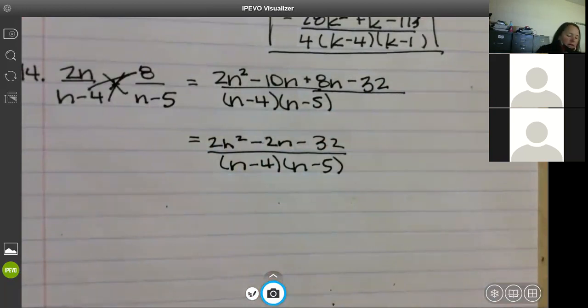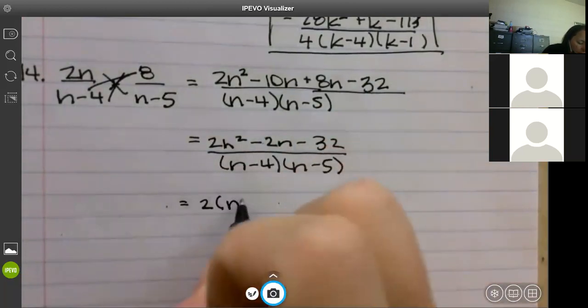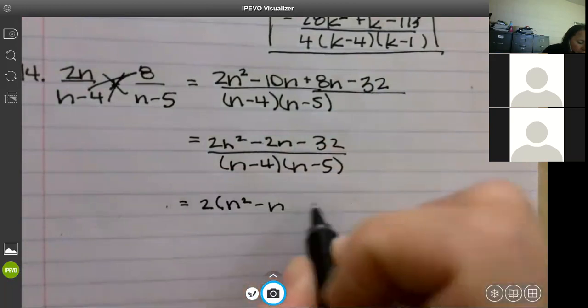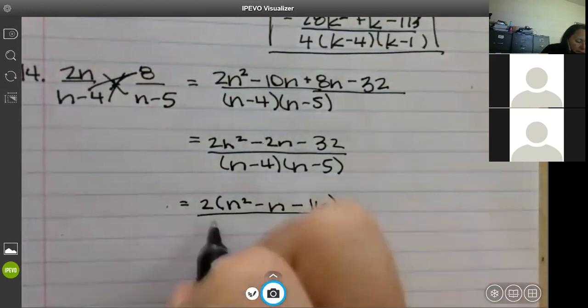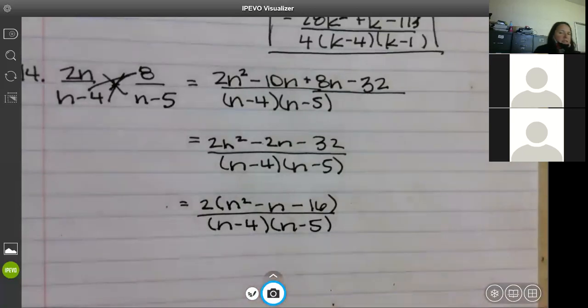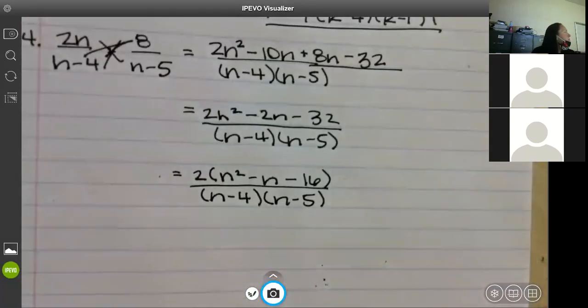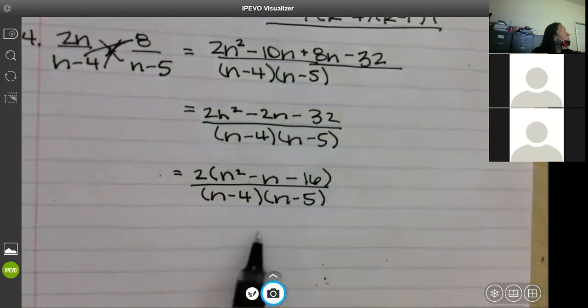All right, so what can I do on the top? Lisa, keep going. Minus n minus 16 over n minus 4, n minus 5. Do I have factors of negative 16 that'll add to negative 1? Yes or no? No, not at all. So this is as simple as it gets, but again, they may leave it in this form. Got it? So that's why I say, please check this before you go to this point.